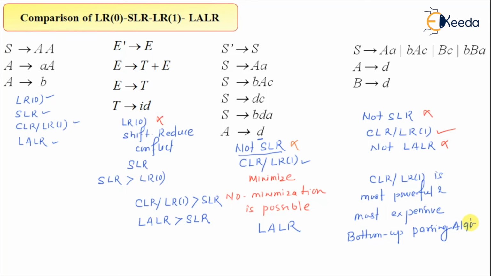Then comes, we have a grammar which is not SLR but is in LALR. So first, the most powerful is CLR or LR1. Then comes LALR, the example is this one. Then comes SLR or SLR1, simple LR1. And finally, the lowest in power is LR0. So I can write here most powerful, and this one as least powerful.